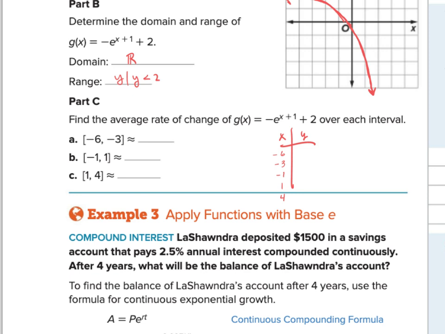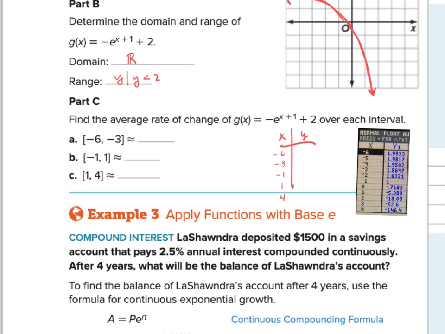And what are my tables going to be? So there you go. When I plug that function into the graphing calculator, go into y equals, I have some ordered pairs now that we can see. -6 is 1.9933. -3 is going to be 1.8647. So there's my ordered pairs there.